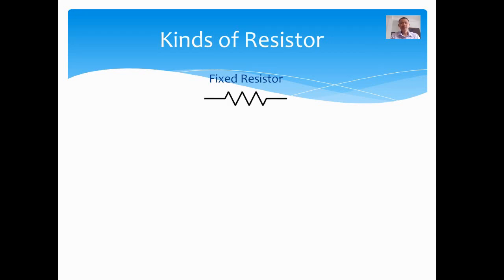Now the kinds of resistor. The first one is the fixed resistor. We call it a fixed resistor because this type of resistor contains a definite amount of resistance. The fixed resistor is the one used for the basic symbol of resistor. So be mindful of the basic schematic symbol for the resistor, the fixed resistor.